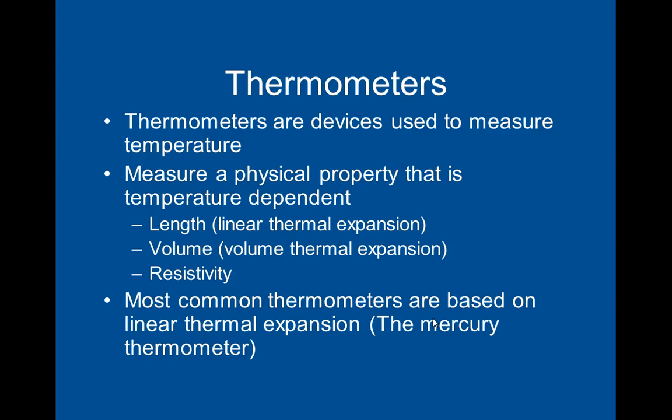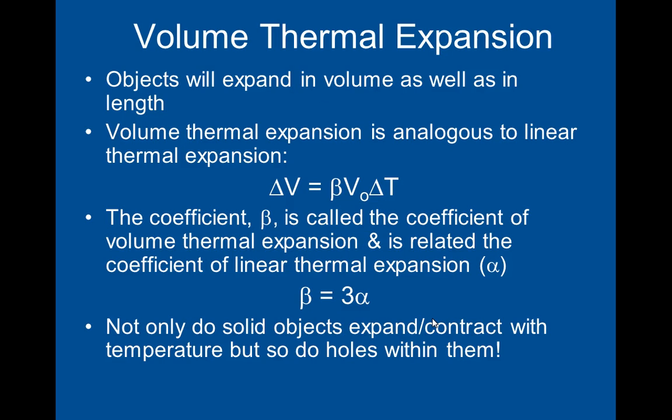So with a mercury thermometer or an alcohol thermometer, when you put the thermometer into something that is at a different temperature, it will change in length or volume, and what we're reading is the length in the little tube.